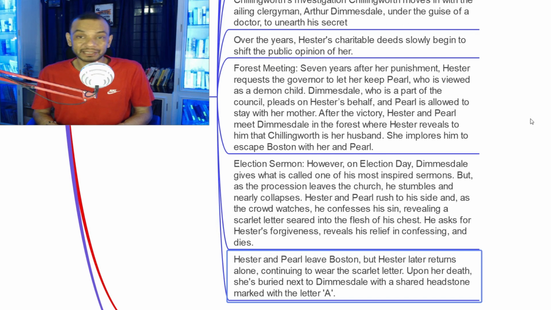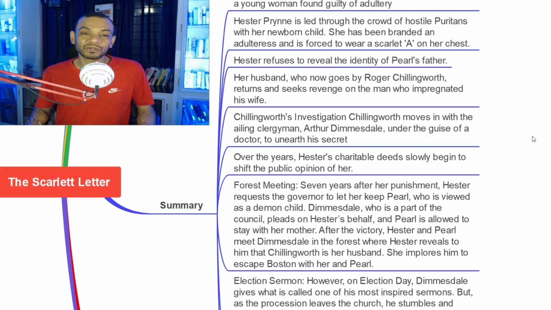Towards the end, Hester and Pearl leave Boston, and at the end we understand that Pearl is married, and Hester returns to Boston. After her death, she is buried with Dimmesdale, and the headstone is marked with the letter A.